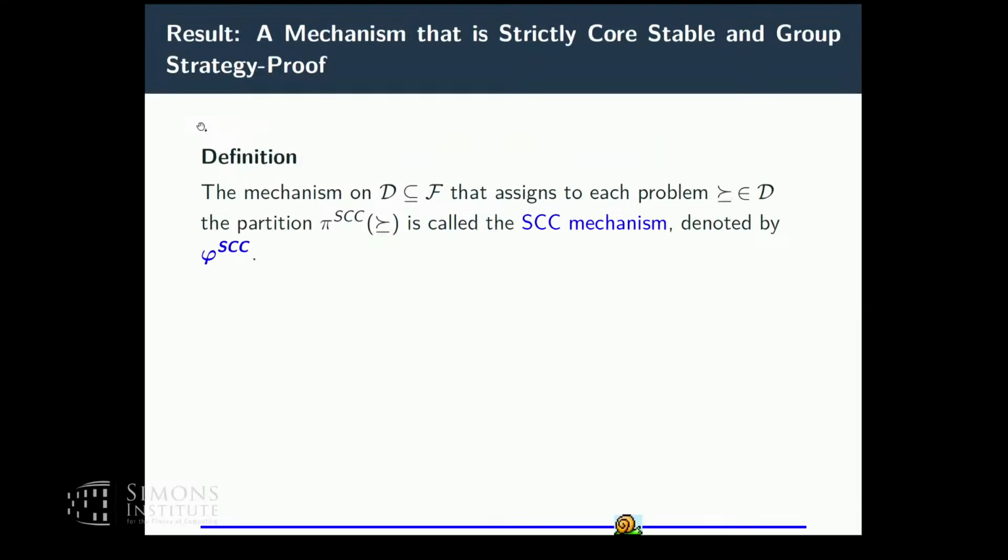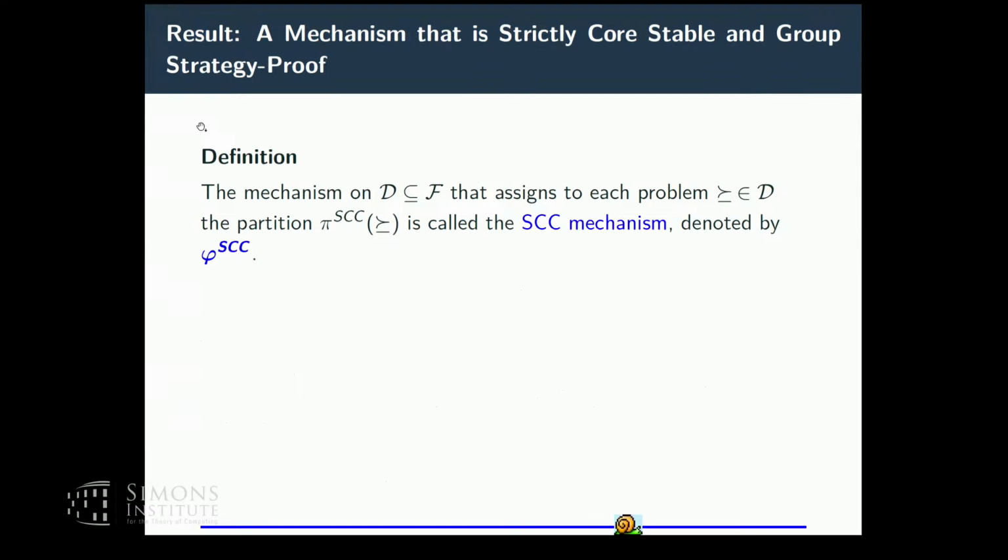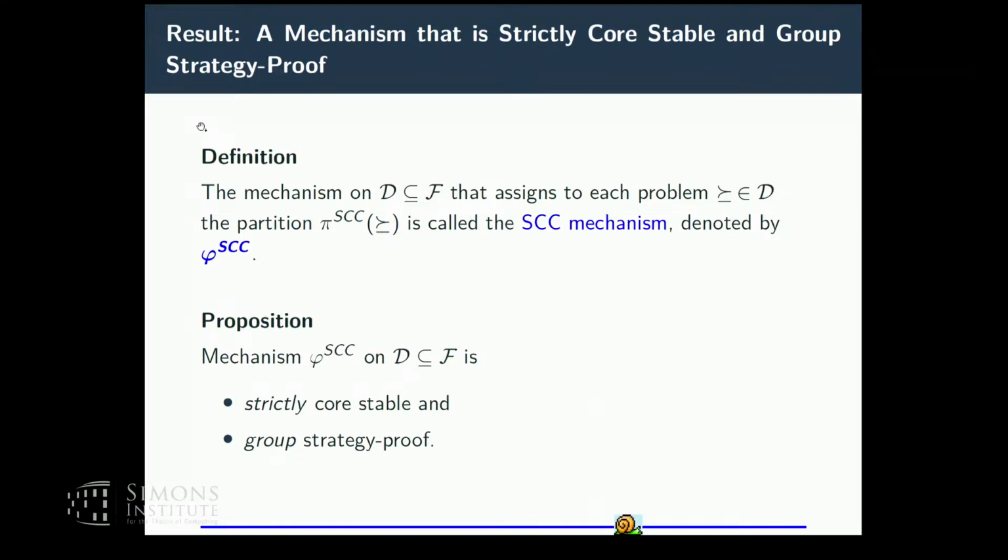We also look at group strategy-proofness. If a group of agents, you don't need to look at the formulas, splits off and reports something else, it should not be the case that we are all weakly better off and some of us are strictly better off. I will later introduce weak group strategy-proofness, which uses the strict manipulation. We get together, we report something else, and everybody is strictly better off. So that will be called the weak group strategy-proofness. The mechanism that always assigns the SCC partition is called the SCC mechanism.